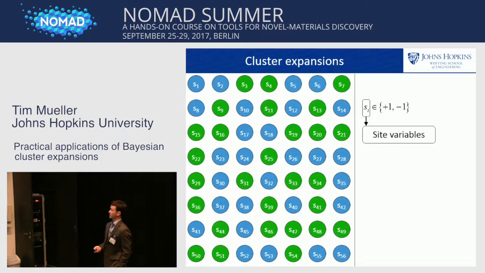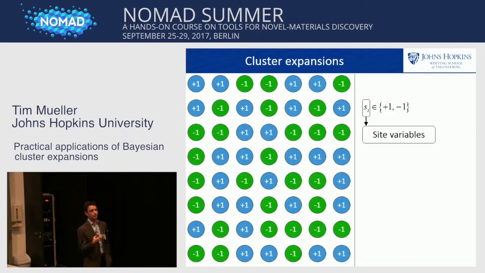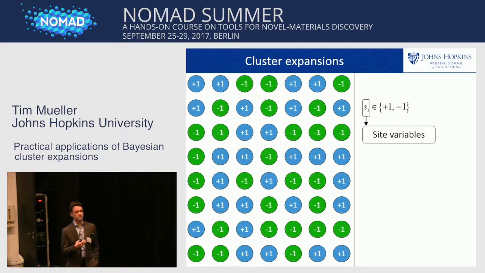So here we'll give a plus one if you have a blue atom there and a minus one if you have a green atom there. And so now we have a mathematical description of the structure of our material in terms of these site variables. It turns out we can express a property of this material in a basis expansion of functions of these site variables. And it will look something like this.